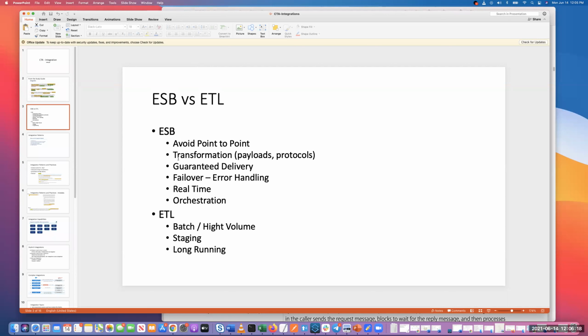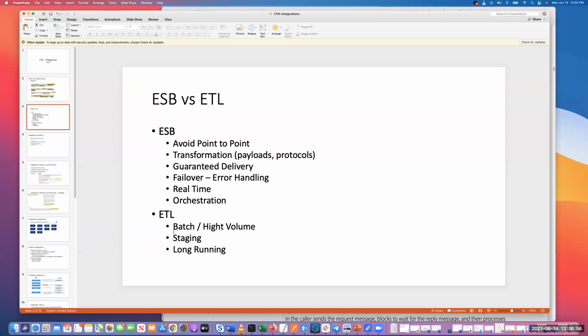If you look at the study guide and a lot of the Salesforce documentation, there are different ways they bring up ESP and ETL. But I picked my own things that I want to highlight during the system landscape. So for ESP, I said I'm going to avoid point-to-point integration. It's going to do the transformations of both the payload and the protocols. It's going to help with guaranteed delivery, and it's going to take care of failover and error handling. And also, it's meant for real-time integration, and it can do orchestration between multiple systems.